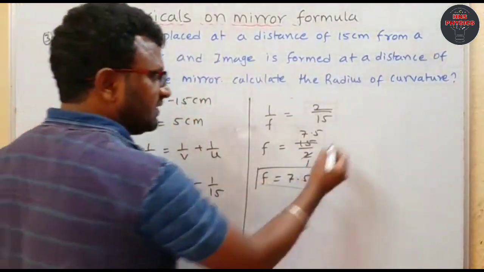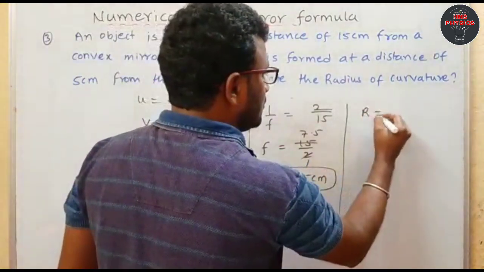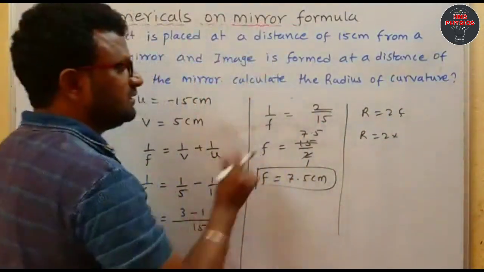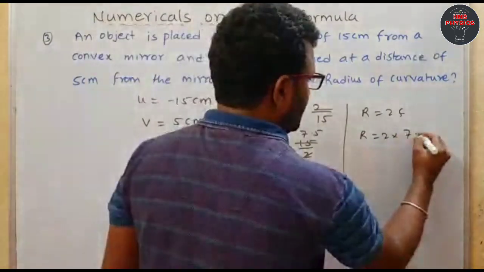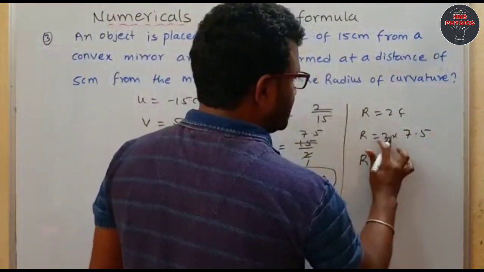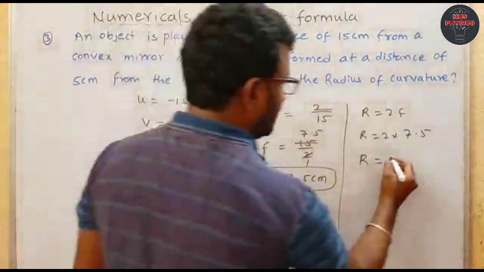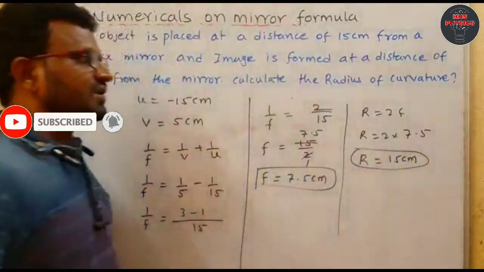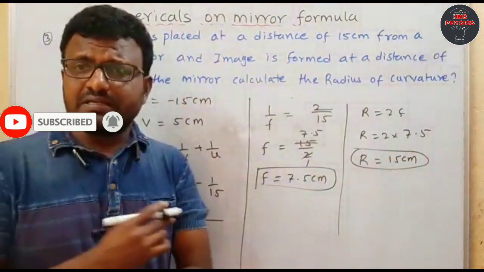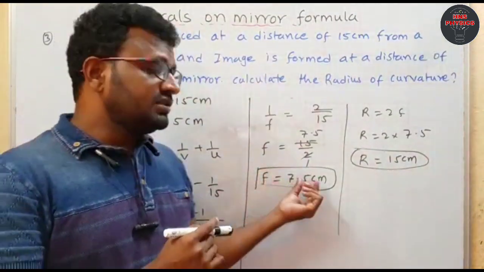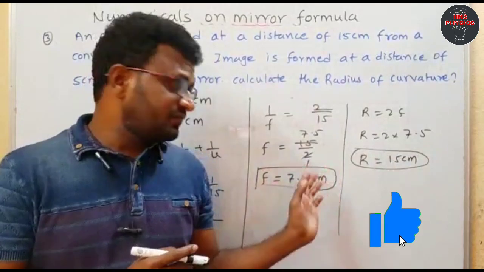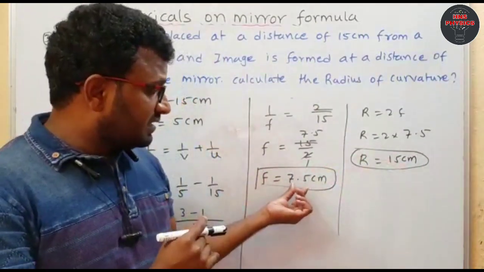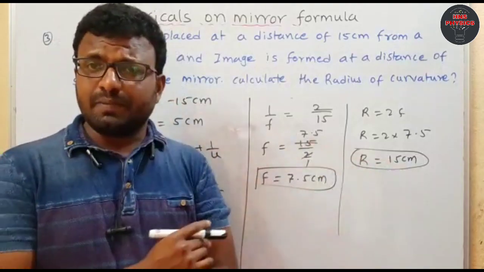Then what about the radius of curvature? R is equal to 2f. So R is equal to 2 into f. F value is 7.5. Then R equal to 7.5 into 2, so 15 centimeter. So this is the radius of curvature for the convex mirror. For a convex mirror, these two are positive only. Focal length is positive, radius of curvature is also positive. So your values are also in terms of positive only, right?